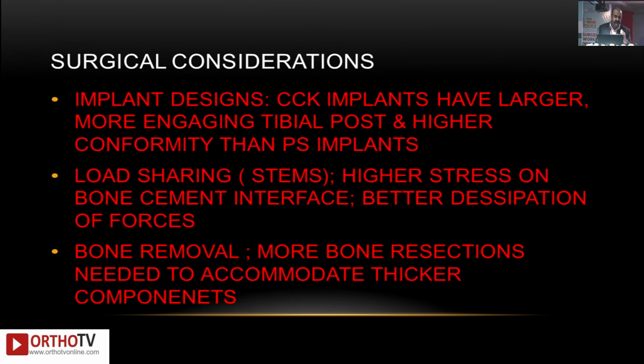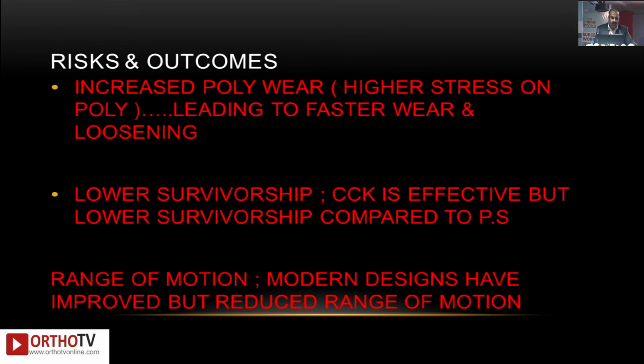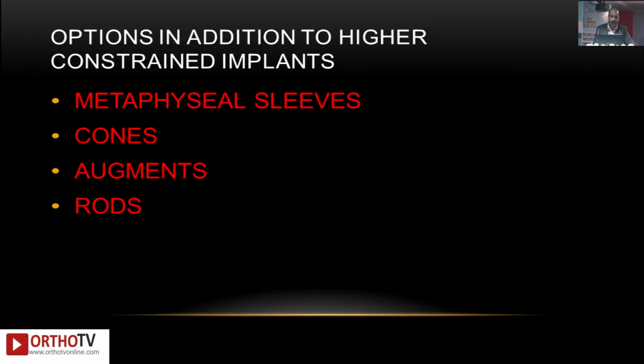Regarding surgical considerations and implant designs, we have to use load sharing stems. CCK implants have a larger, more engaging tibial post and higher conformity. Bone removal is more if you are going for a CCK from PS; more bone resection is there. So risks and outcomes: increased poly wear, lower survivorship, and the range of motion may not be hampered. Other options, in addition to higher constraint implants, are sleeves and cones. Sir has talked about it.